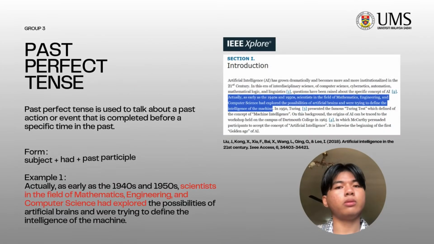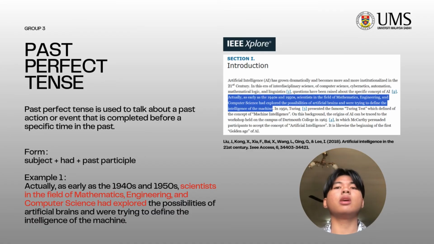Hello and good afternoon. Today I'm going to present to you guys about past perfect tense, present perfect tense, and future perfect tense. And I'm going to start with past perfect tense. Past perfect tense is used to talk about action or event that is completed before a specific time in the past. Its form is subject plus had plus past participle.